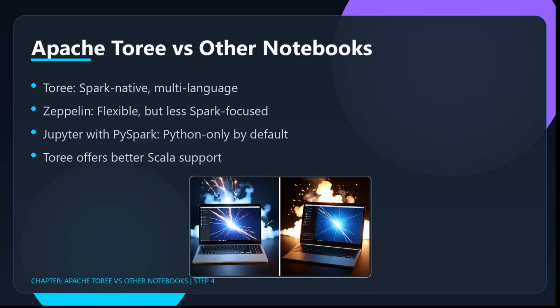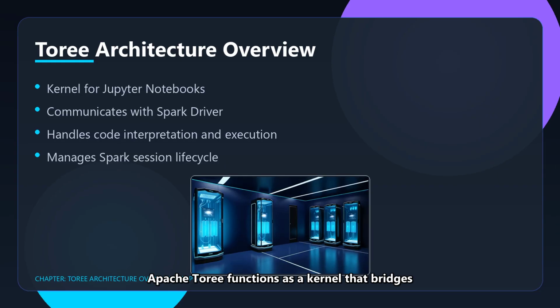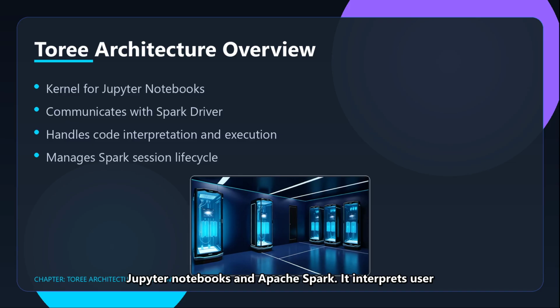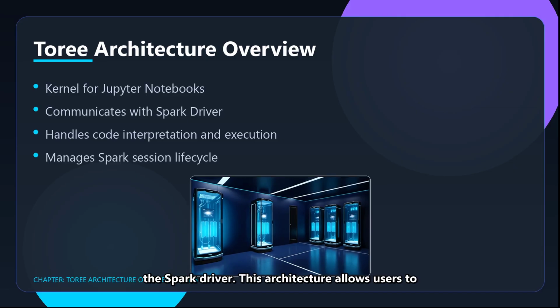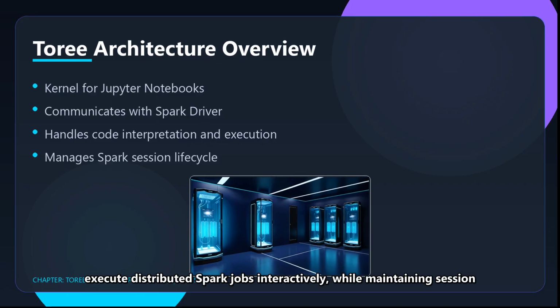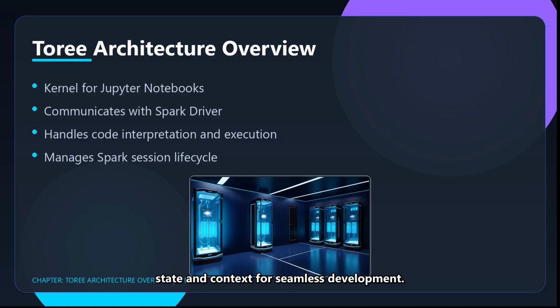Apache Toree functions as a kernel that bridges Jupyter notebooks and Apache Spark. It interprets user code, manages the Spark session, and communicates with the Spark driver. This architecture allows users to execute distributed Spark jobs interactively, while maintaining session state and context for seamless development.